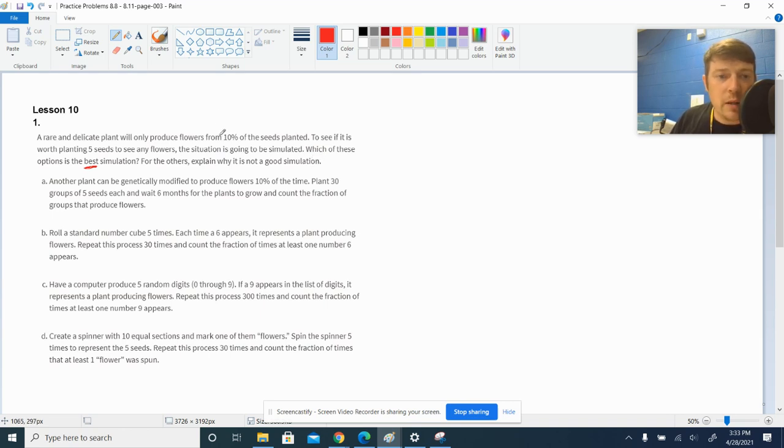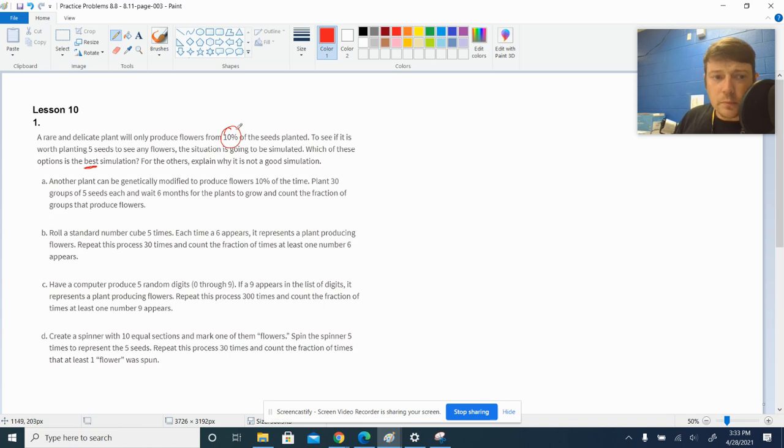So let's make sure we get what's going on here. We got a 10% chance. So we would have something set up where we could get a 1 in 10 chance of this particular delicate plant to produce these flowers. And then we would need to check it on 5 different things, kind of like we did on Wednesday when you created your simulations. A lot of you had 5 outcomes or 3 outcomes of a percentage like this. Let's see which one is the best and why the others aren't so good.